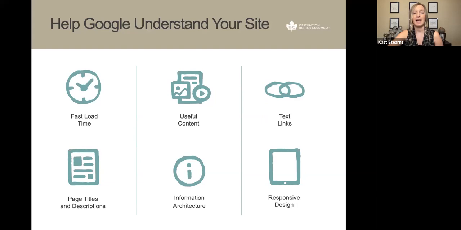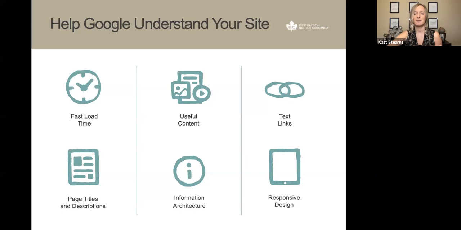Number one is having a fast load time. Number two is useful content, meaning content that people engage with, want to read, are going to watch, and are going to spend time on. It also looks at how many links you have within your website that link to other pages, and how many other websites link to you. It also looks at your page structures.